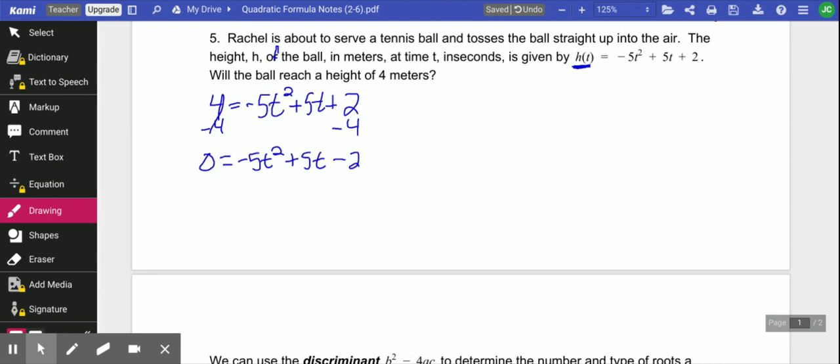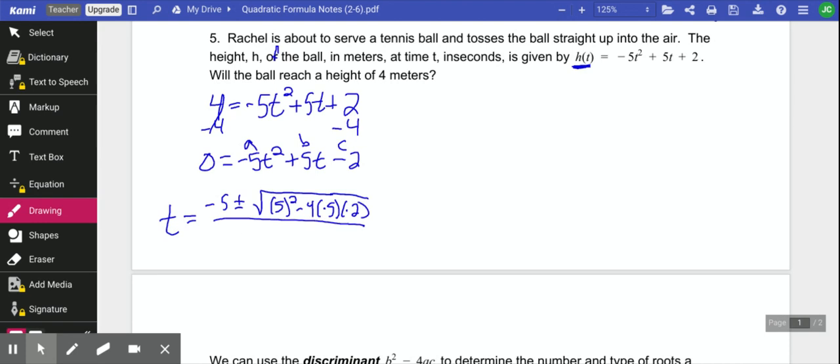Okay, so the quadratic formula is x, in this case it's t, equals, and here's our a, b, and c. So we have negative b plus or minus the square root of b squared minus 4 times a times c, all over 2 times a.